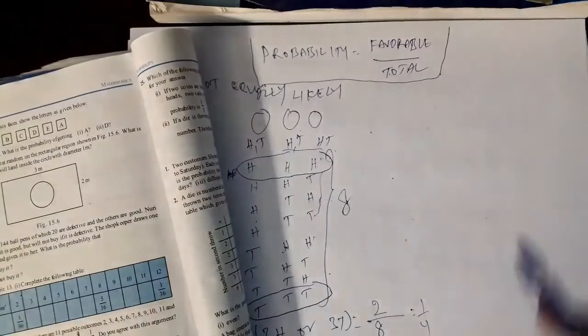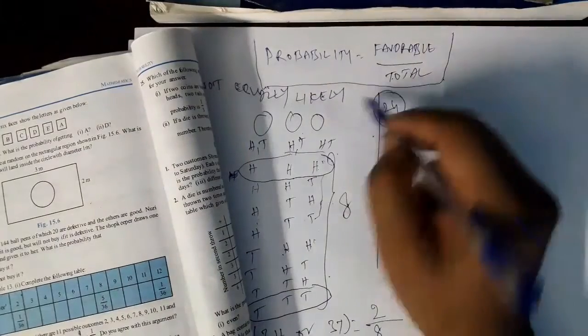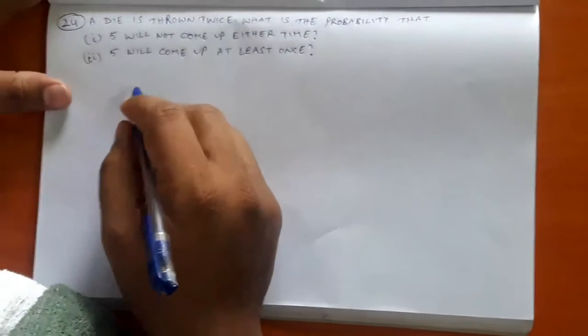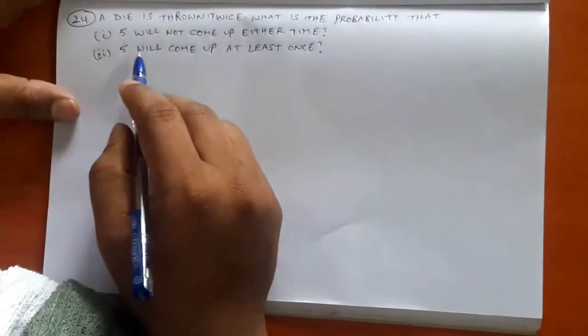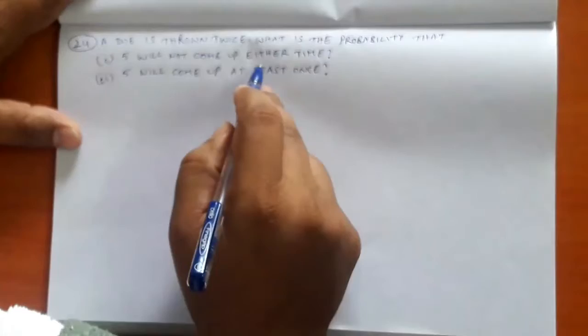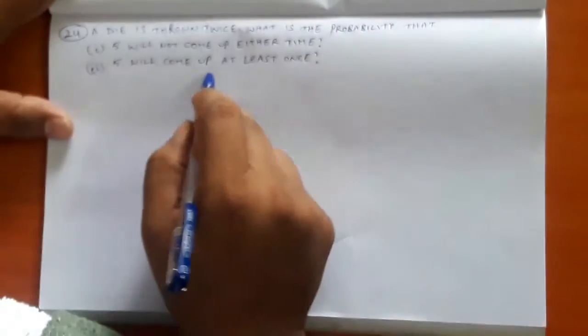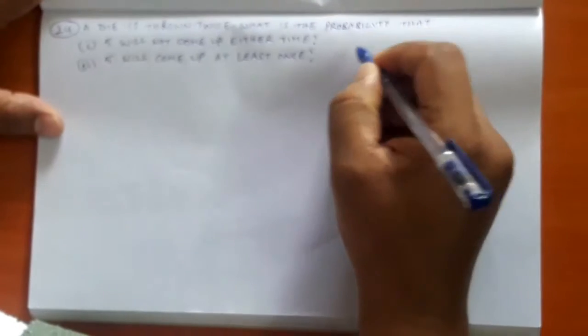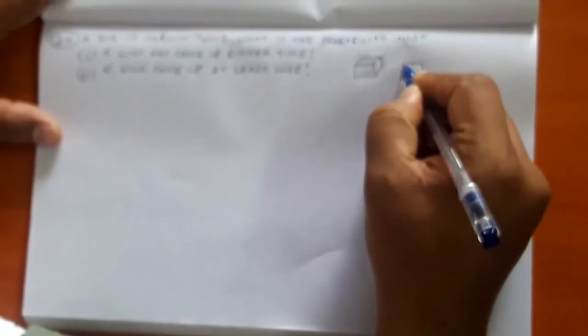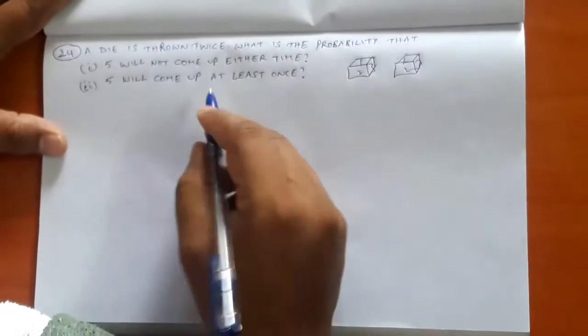Next, coming to the next question. Question number 24. A die is thrown twice. What is the probability that 5 will not come up either time? 5 will come up at least once. This is the question. We know a die is thrown twice or 2 dice are thrown once. Both will give the same result, right? You tell me what will be the outputs if 2 dice are thrown.